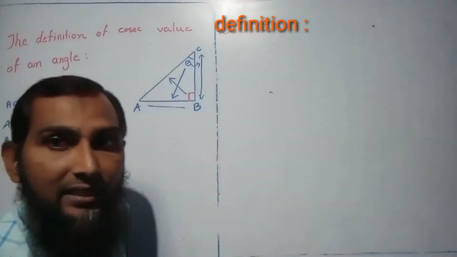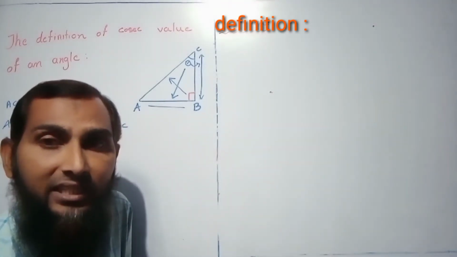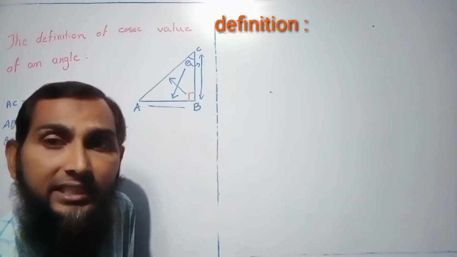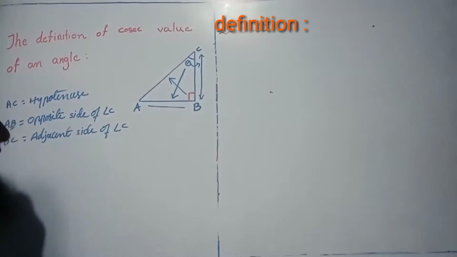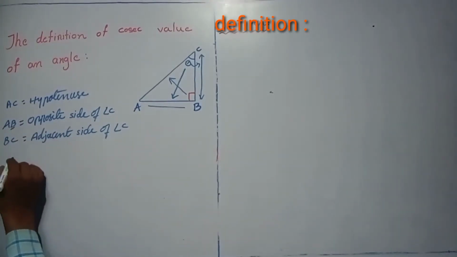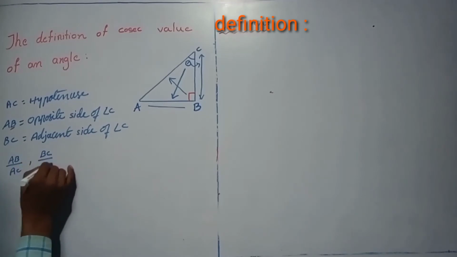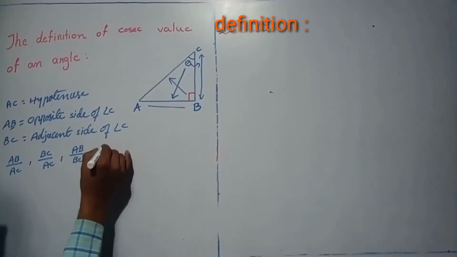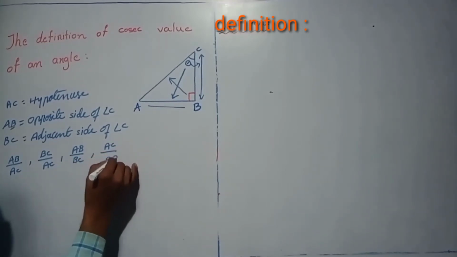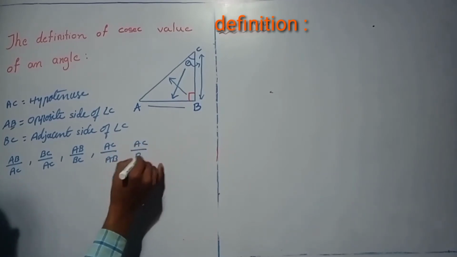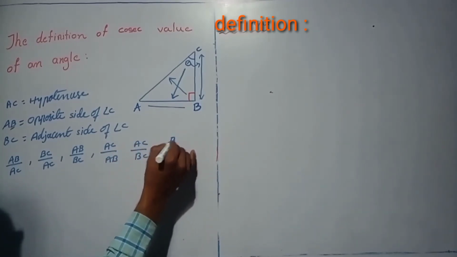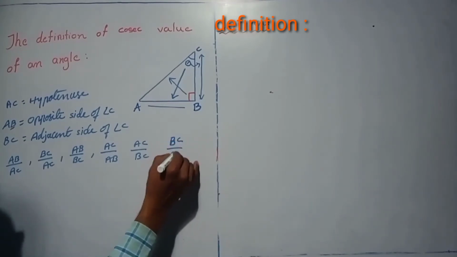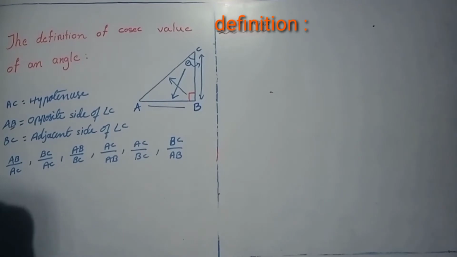So these are all the three sides of the triangle. Now with the help of these three sides, I am going to write 6 different types of ratios. So they are AB by AC, BC by AC, AB by BC, AC by AB, AC by BC, BC by AB. These are all 6 different types of ratios.